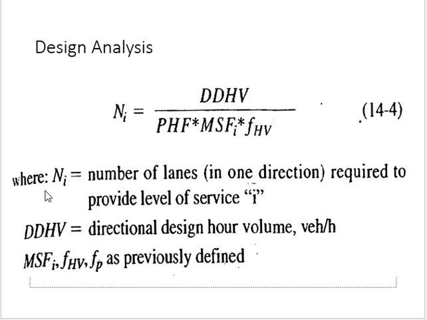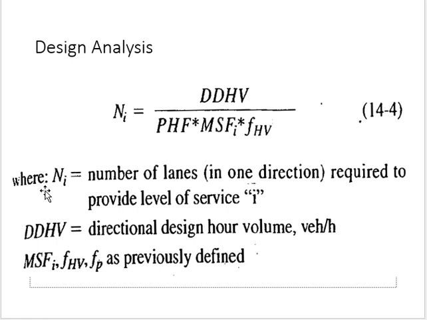Design volume, there is a value in the question. Then I have peak hour factor. Peak hour factor, there is a value given in the question. These values are given. FHV, we have it now, right? We have two values.